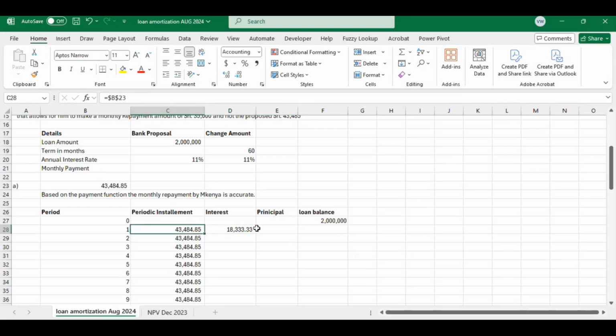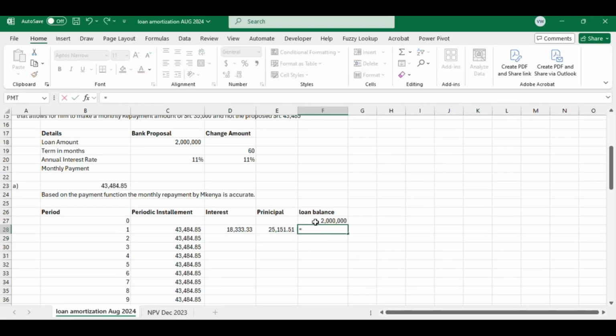Then the periodic installment is made up of both the interest and the principal. So if I want to get the principal, I'll take the periodic installment minus the interest, so that will give me the principal amount of 25,155. And if I want to get the loan balance, because we are using reducing balance, we'll take the 2 million minus the principal amount paid, which is 25,155. So once we've done this, using relative referencing, we should be able to fill for the rest.